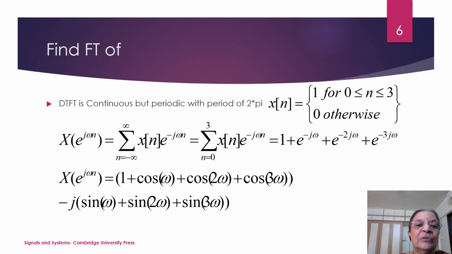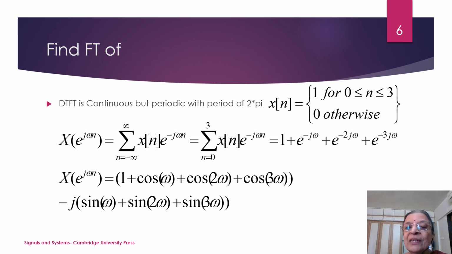Now let us find X of e raised to j omega, the Fourier transform of this discrete time signal. It is the summation for n varying from minus infinity to infinity of x[n] e raised to minus j omega n. Now n varies from 0 to 3 only, because only from 0 to 3 the signal exists, otherwise it is 0. So if I put n equal to 0 I get the value 1, for n equal to 1 it is 1 into e raised to minus j omega, plus e raised to minus 2 j omega because n is equal to 2, and plus e raised to minus 3 j omega because in this case n is equal to 3.